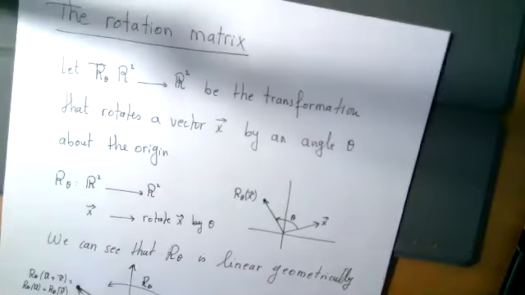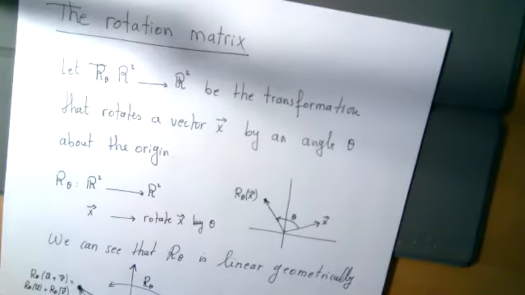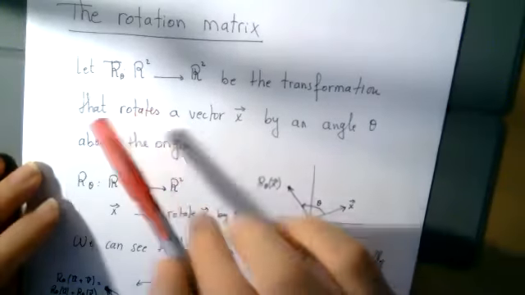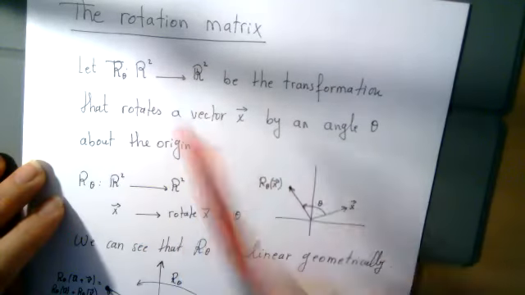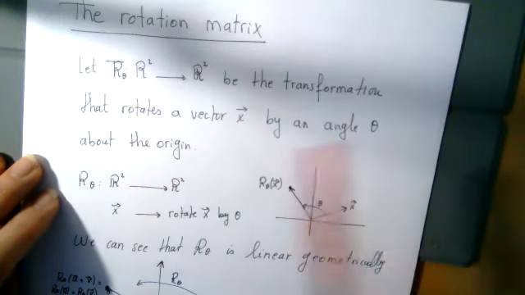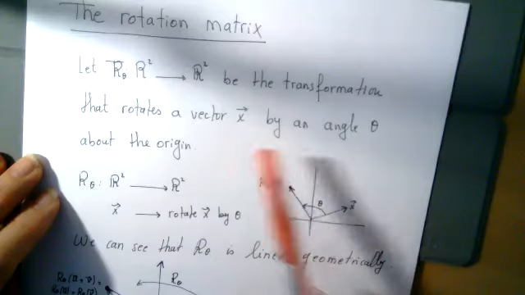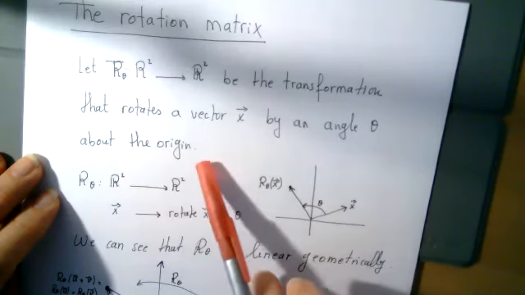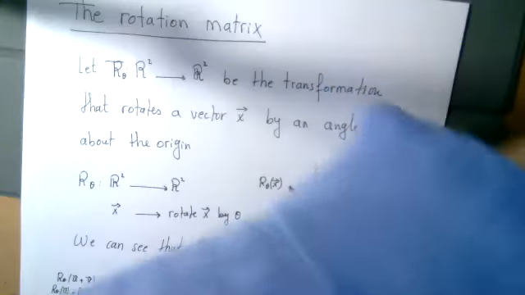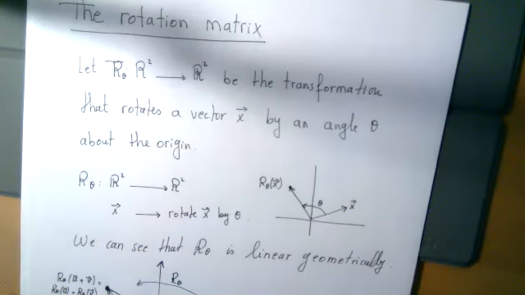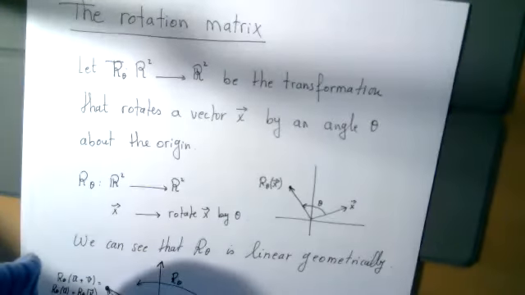The last example we're going to work on is the rotation matrix. So what is the rotation matrix? We're going to take R theta from R2 to R2 with the following transformation. It's the transformation that rotates a vector x by an angle theta about the origin. So what is R theta? It's a very interesting transformation. What it does is the following.